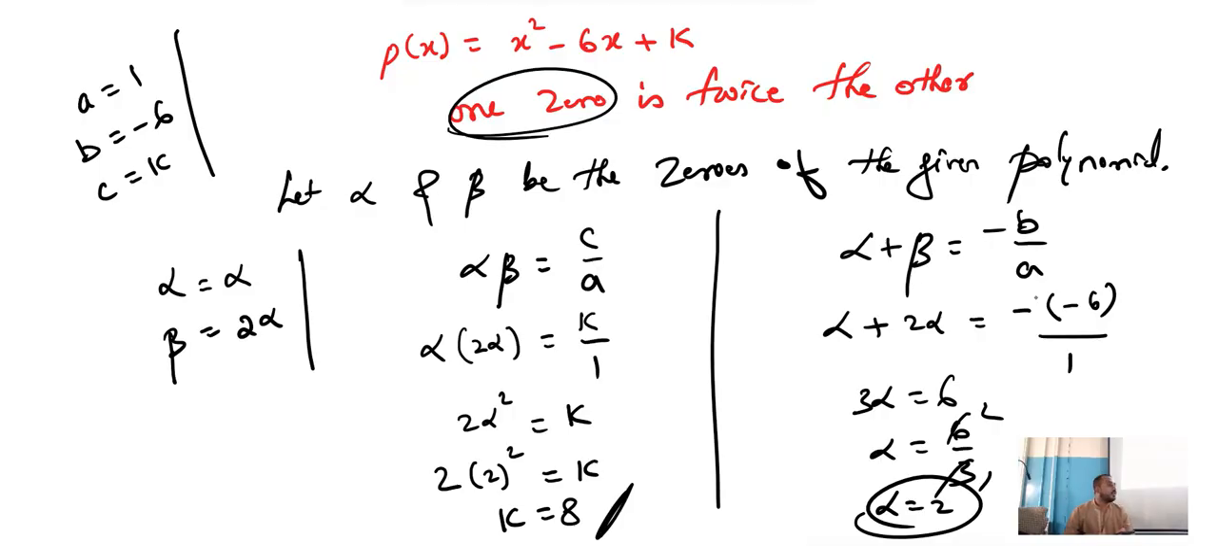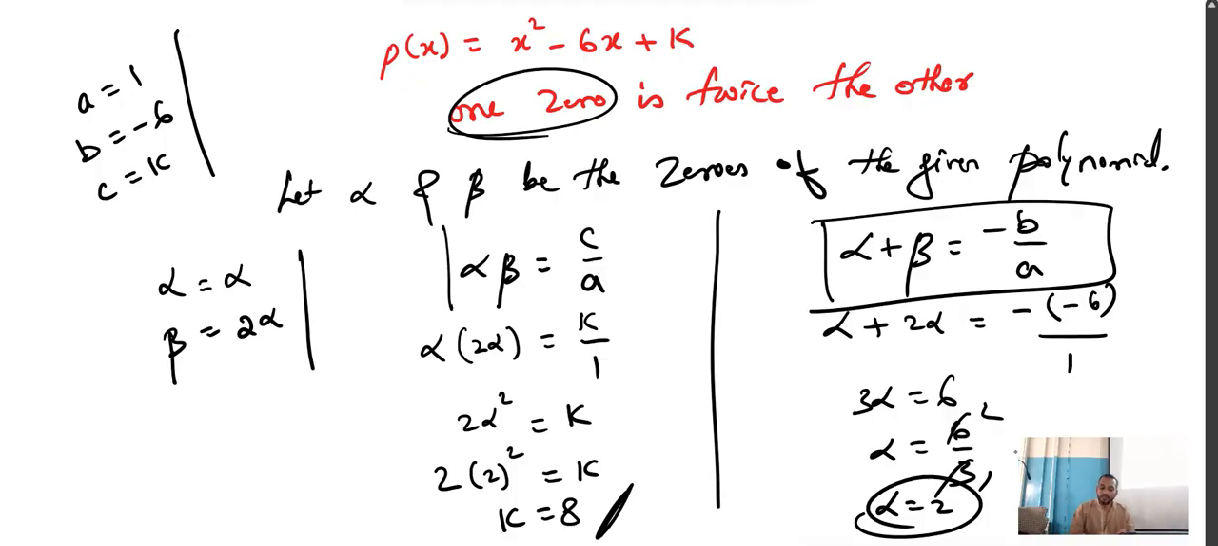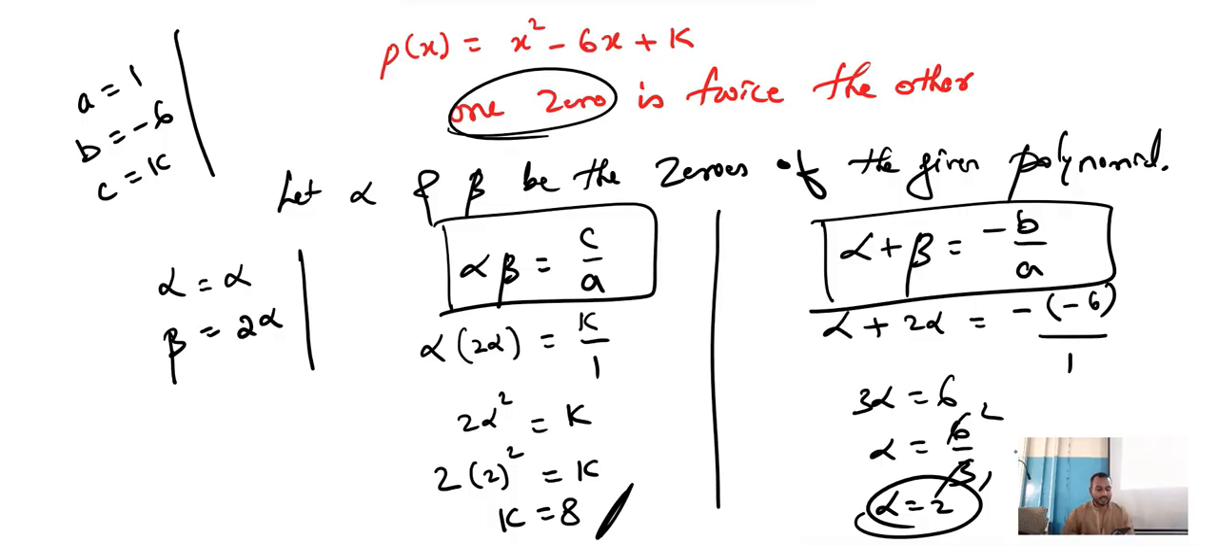Did you understand how we found the answer for this? First we used alpha plus beta equals minus B by A. From this we got the value of alpha. Then we used alpha into beta equals C by A. Substitute the value of alpha over there so that you will find the value of K. That's it. Very simple. It carries 2 marks.